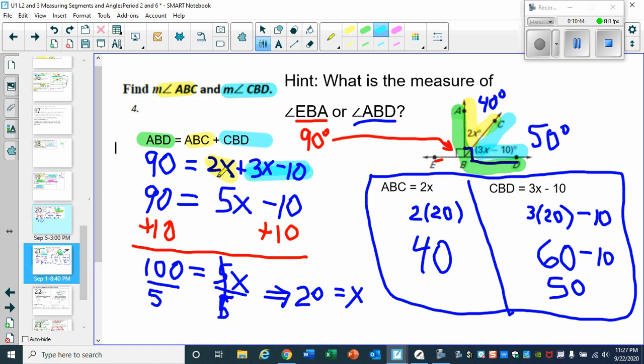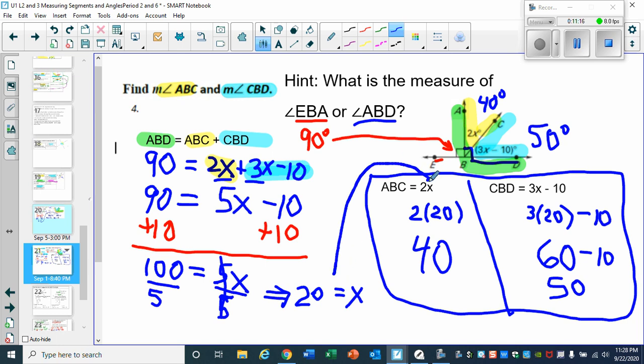So just like before, combine like terms. 2x and 3x gives us 5x, bring down the minus 10. Now you solve for x. Add 10 to both sides, 100 equals 5x. Then divide both sides by 5, and 100 divided by 5 gives us 20. So 20 equals x.